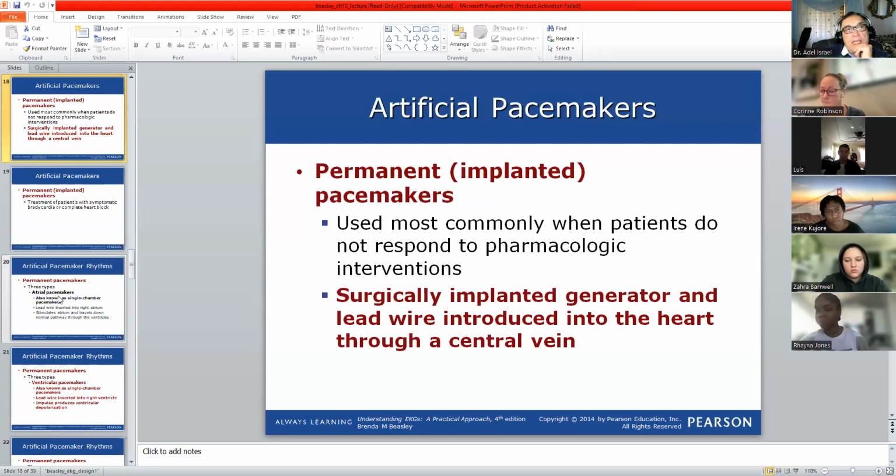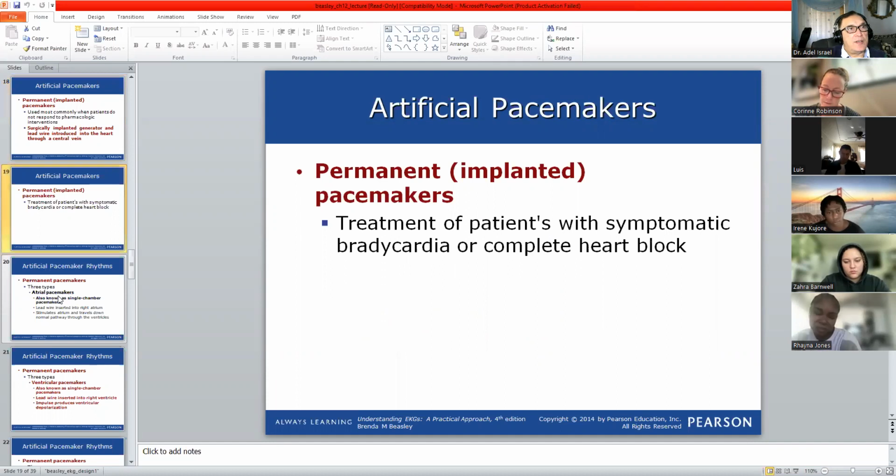We surgically implant the generator, which produces electricity through the battery, and the lead wire is introduced into the heart through the central vein. Where is the central vein? The question, Corin, where is the central vein in the neck? Okay, so big veins going to the superior vena cava, going to the right side of the heart.